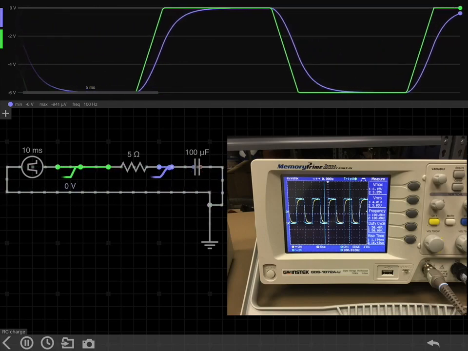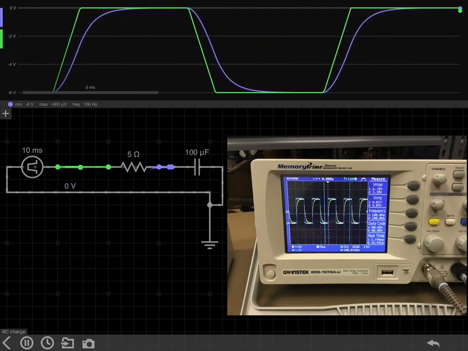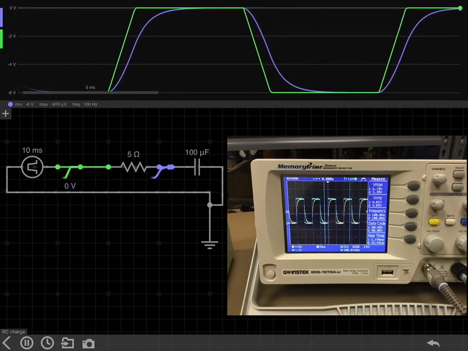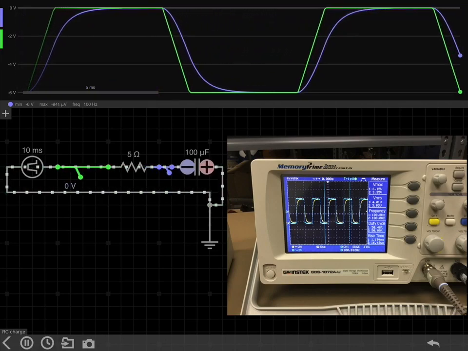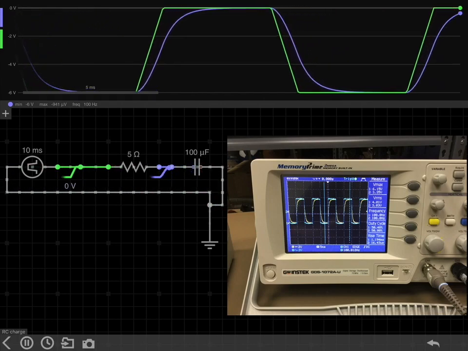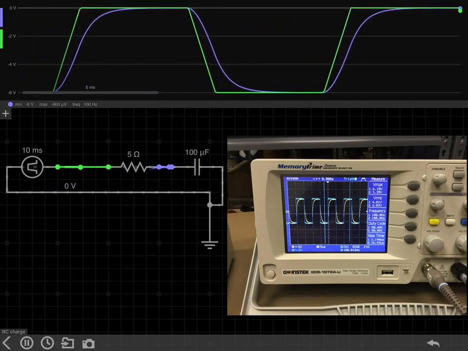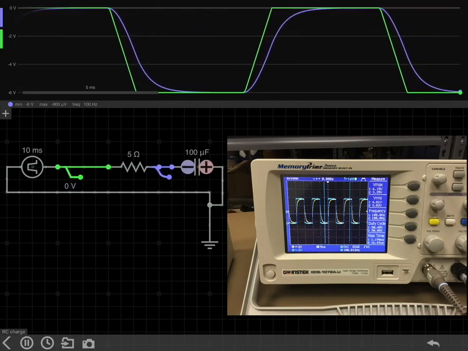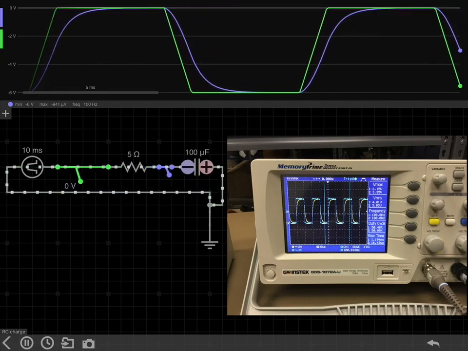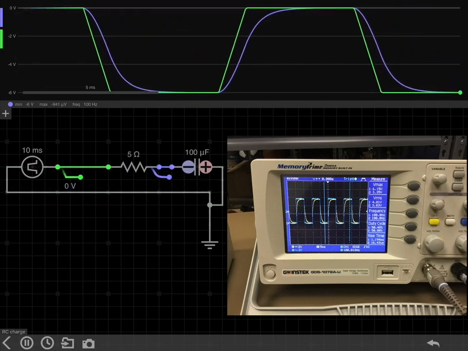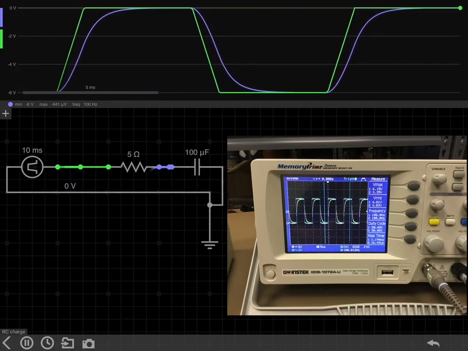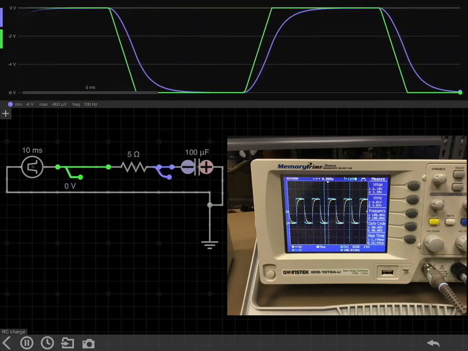Now observe a couple of other things. The cap's voltage has the shape of the so-called shark fin. We can observe the same pattern from our real scope. The shark fin indicates that the cap has plenty of time to fully charge and discharge. This happens when the time between input voltages, which is essentially our period, is much longer than the RC constant of our circuit. In this case, 10 milliseconds is much more than our RC, which is 500 microseconds.